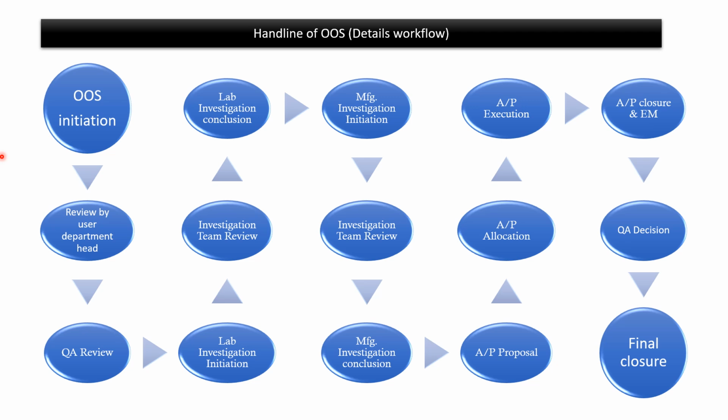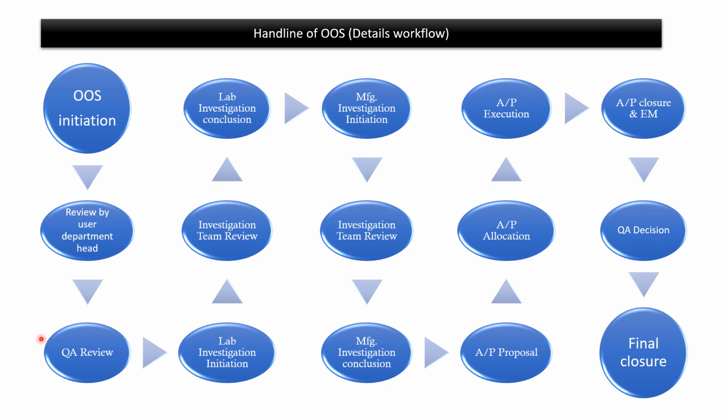Now in this slide we'll discuss the details of the workflow, that is handling of out of specification, right? So first of all, OOS results shall be initiated either manually through paper-based procedure or automated systems such as TrackWise or QMS system, right? Next, OOS shall be reviewed by the user department head. So the user department head can review the details of the OOS submitted by the initiator, right?